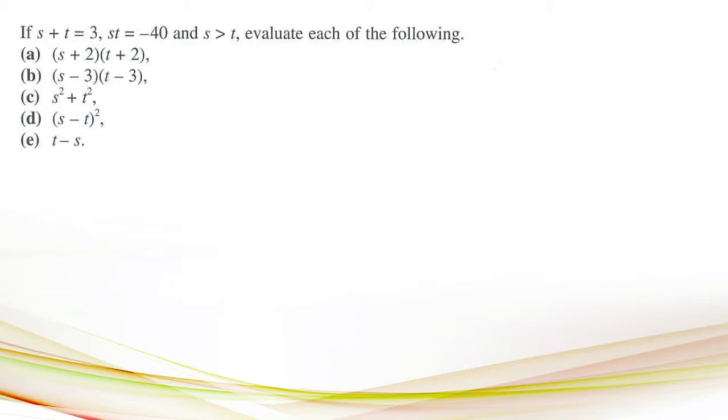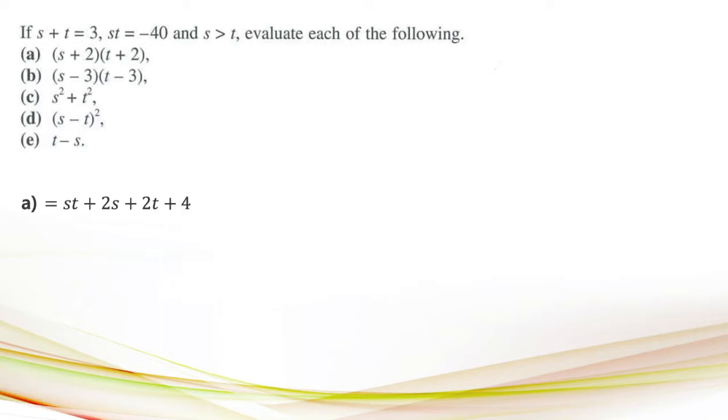This is a set of problems where we essentially have to evaluate expressions with given values and use some logical thinking to be able to complete the problems. So the first one here asks us to find the value for s plus 2 multiplied by t plus 2. We notice that none of the values given to us tell us what s is and what t is individually. So I'm thinking we will have to expand this expression first.